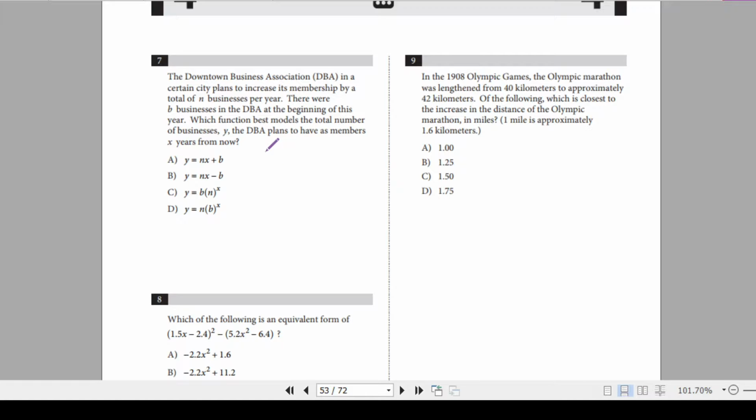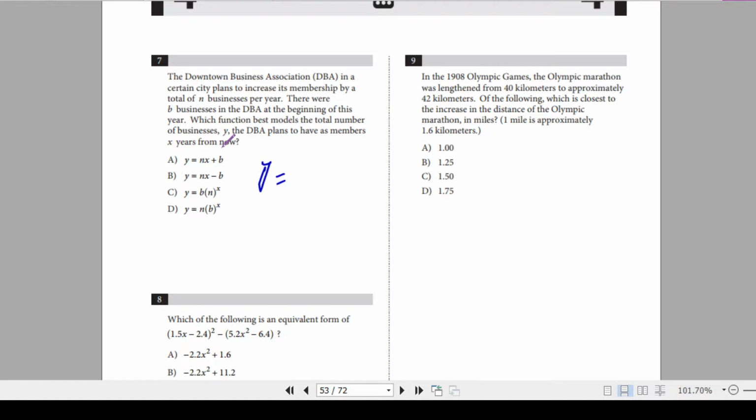So Y is the total number of businesses. Okay, total number of businesses Y. So how much should Y be? The question says every year you want to increase it by N. Increase its membership by a total of N businesses per year. So in 1 year it will be N, in 2 years it will be 2N, in 3 years it will be 3N. Okay, but it says X years from now. So X years from now it will be increased by NX.